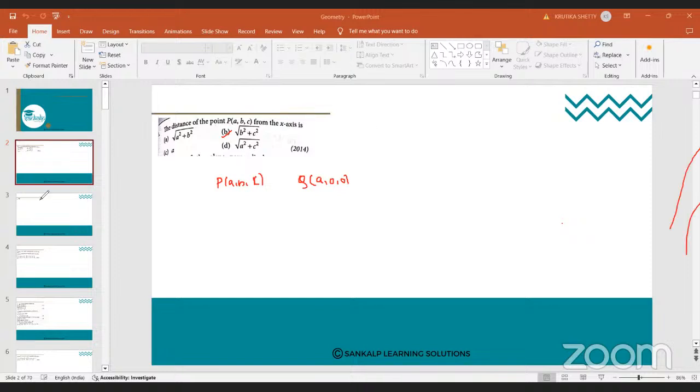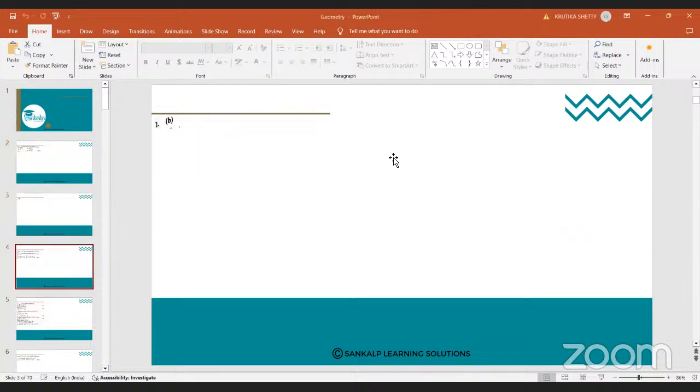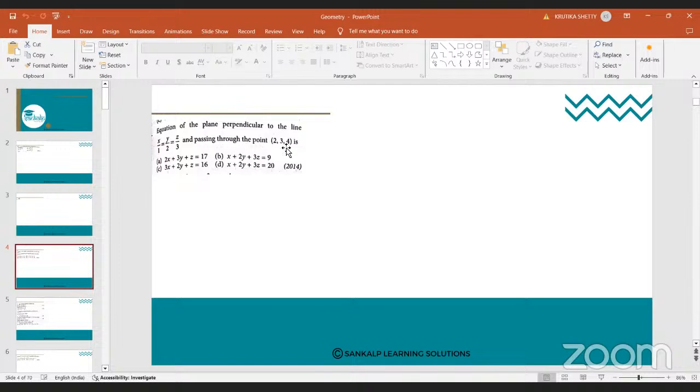So the second question. The second question is: find the equation of the plane perpendicular to the line x/1 = y/2 = z/3 and passing through the point (2, 3, 4). We need to calculate the equation of the plane which is perpendicular to this line and passing through the point (2, 3, 4).